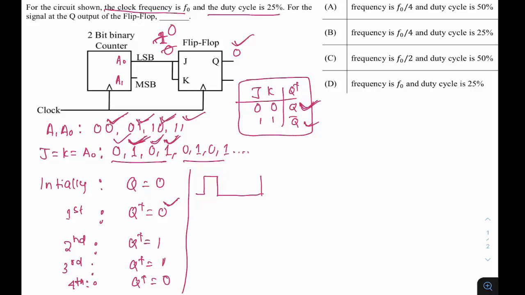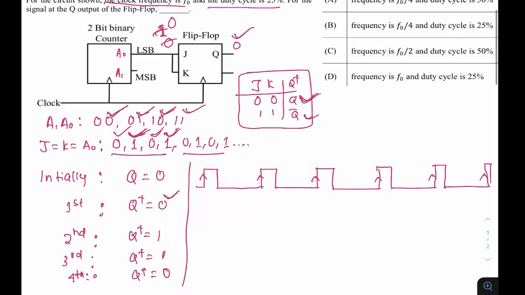First cycle, second cycle, third cycle, fourth cycle, fifth cycle. Okay, like this. So this is your first, this is your second, this is your third, this is your fourth, fifth, sixth, and so on and so forth. So what will I be plotting? This is nothing but your clock, and this clock has the given frequency F0. Now I'll be plotting the waveform Q.